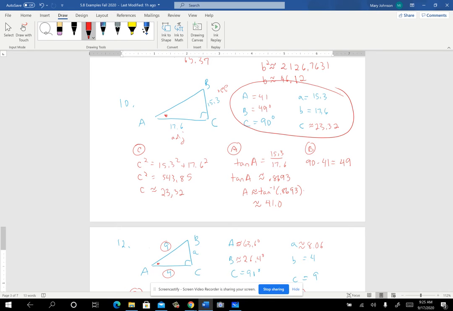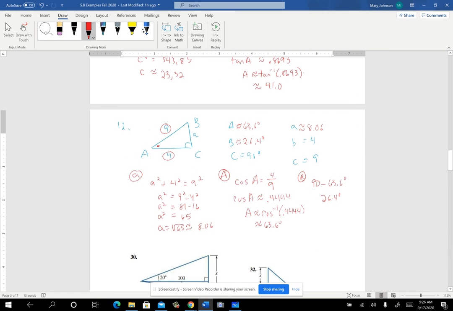And the approach you took could be different than mine. For instance, on number 10, you might have found angle B instead of angle A first. And if you used angle B, you would have probably said tangent, but you would have had 17.6 over 15.3. That would be okay. You could have a different route, a different order in the way you found things. Pause it if you need more time to look at that.